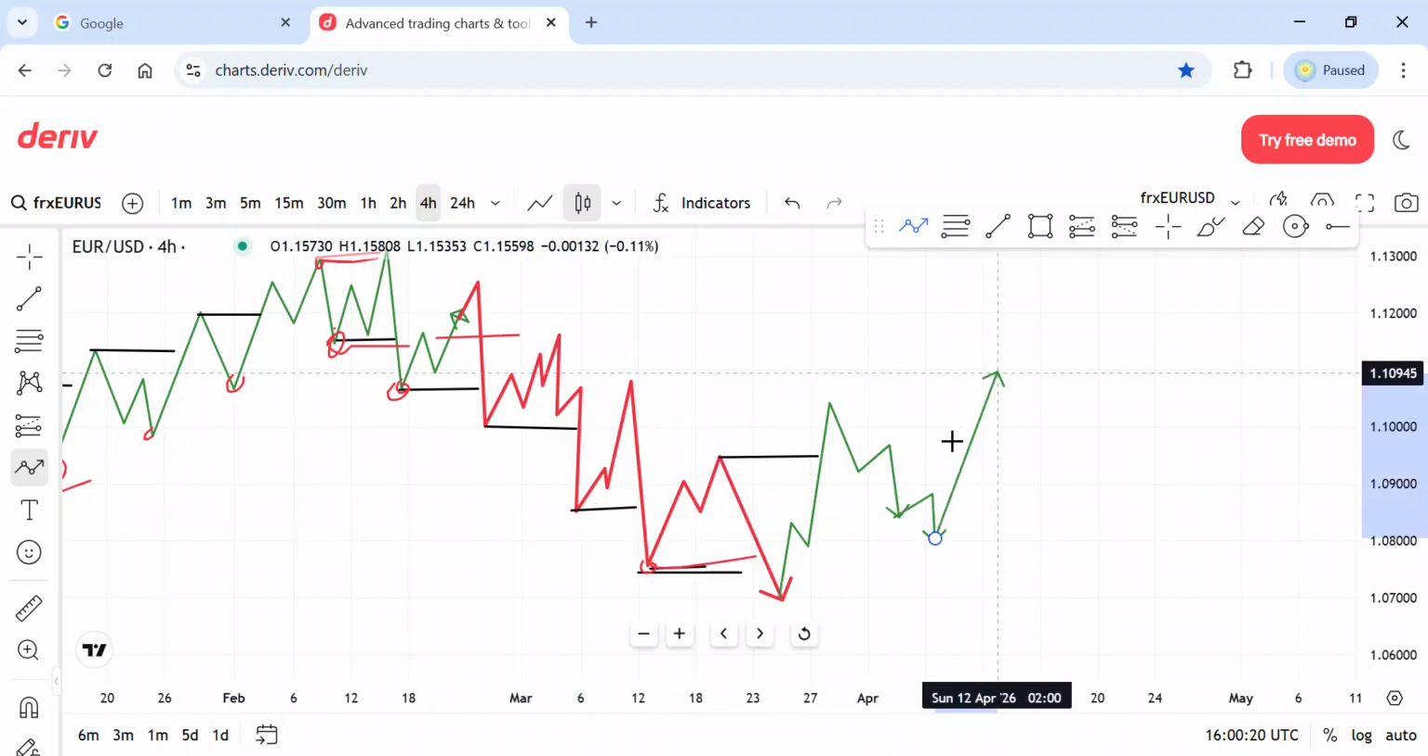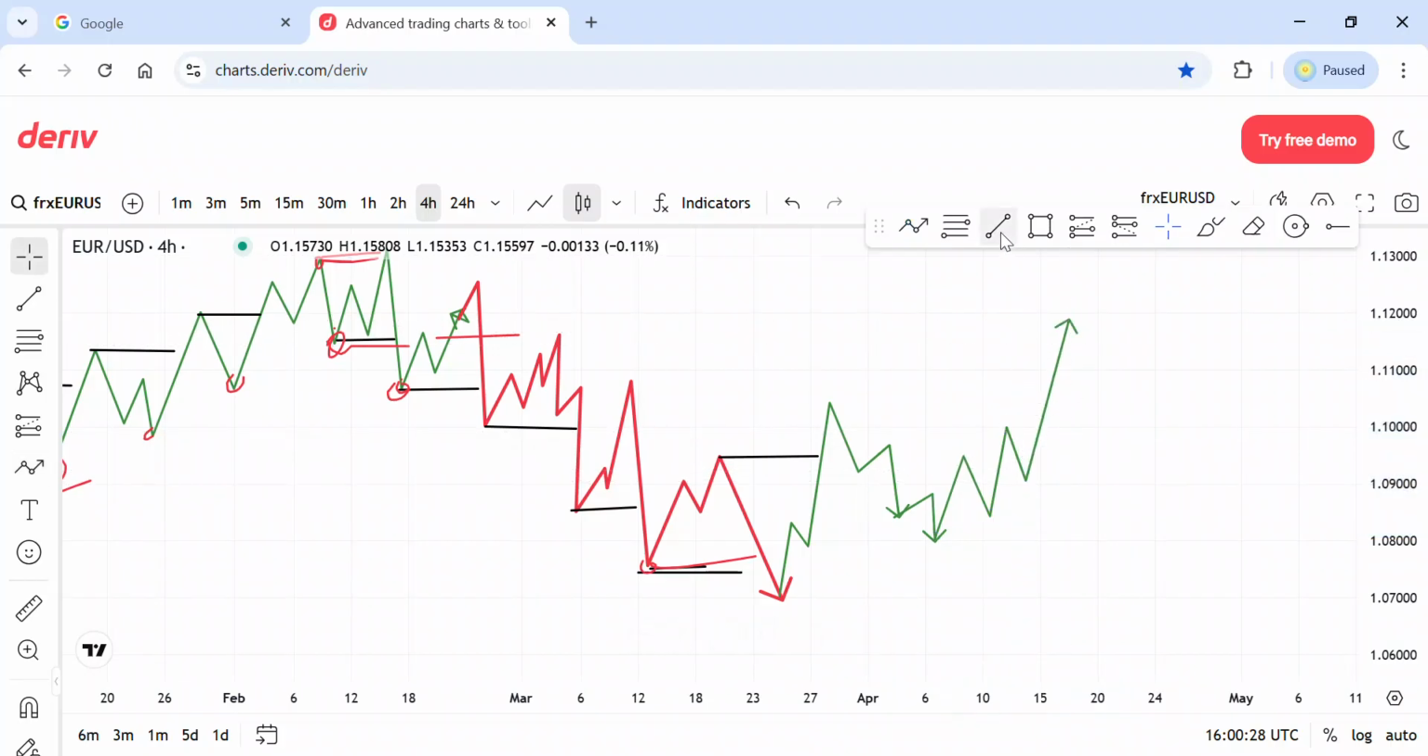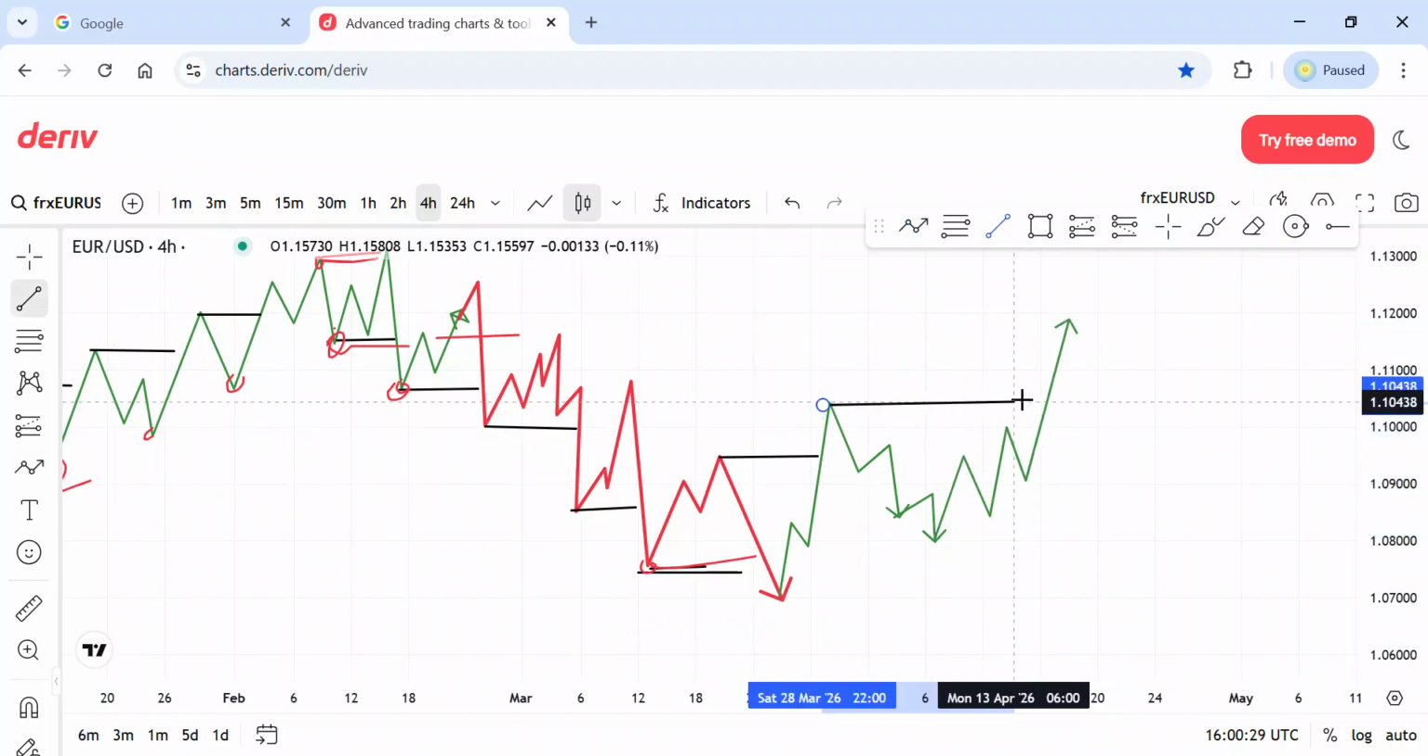Then you wait for your BOS, okay? You wait for your BOS to confirm that the market wants to continue buying here. So we have a BOS here right now. So this is a BOS.